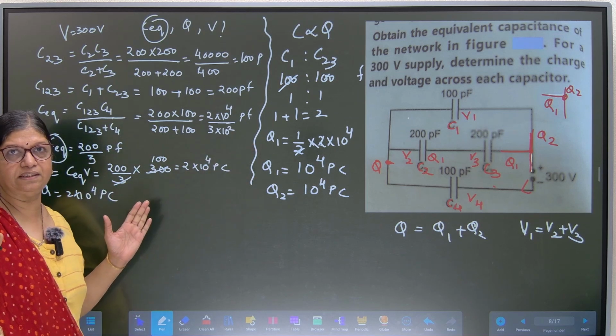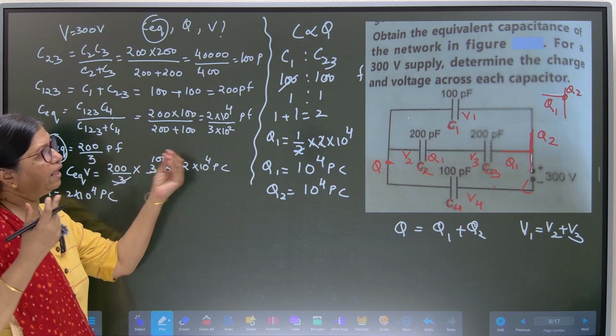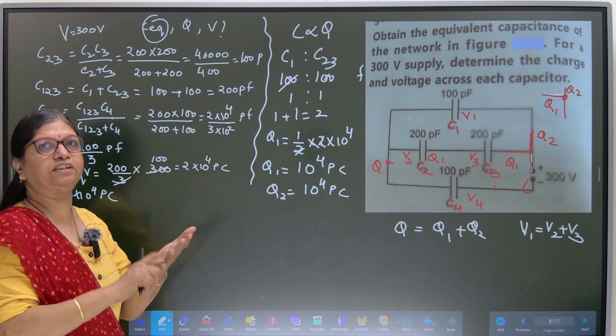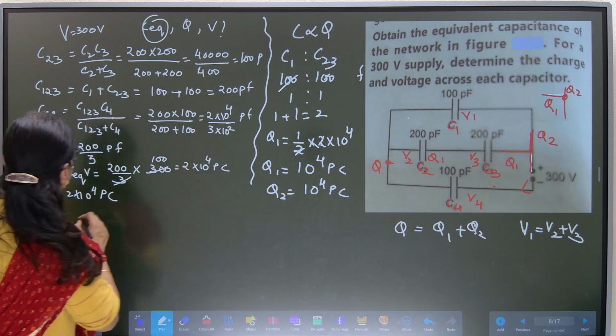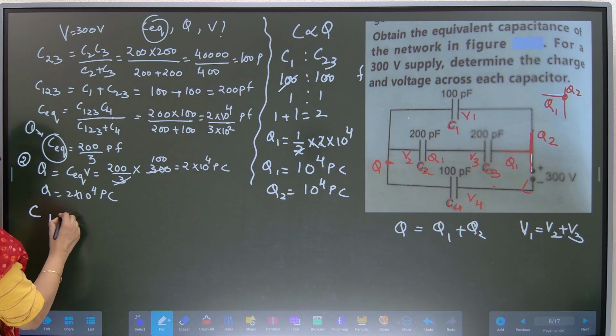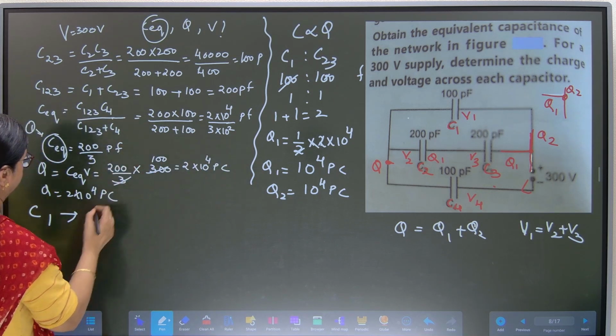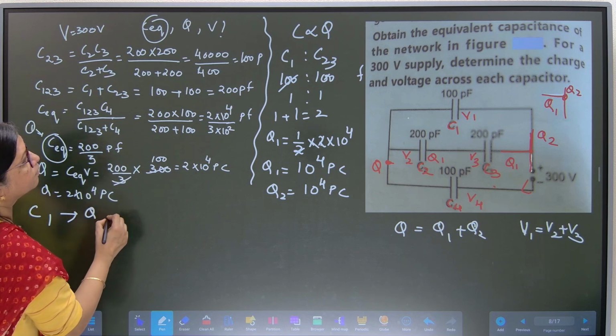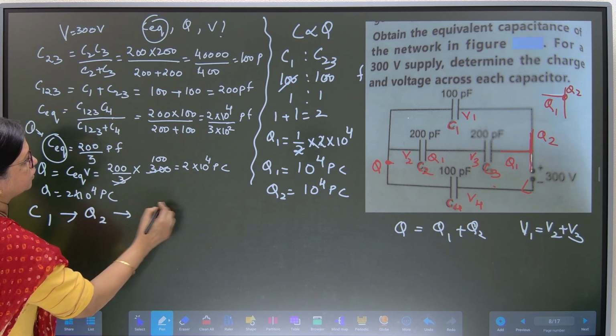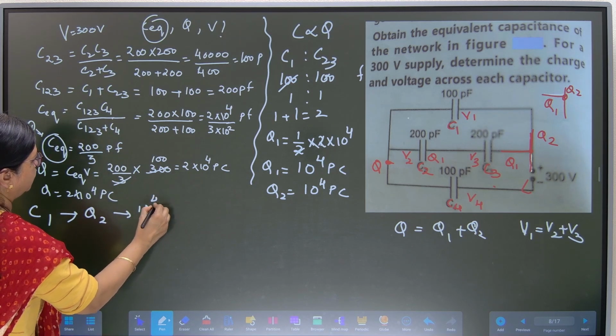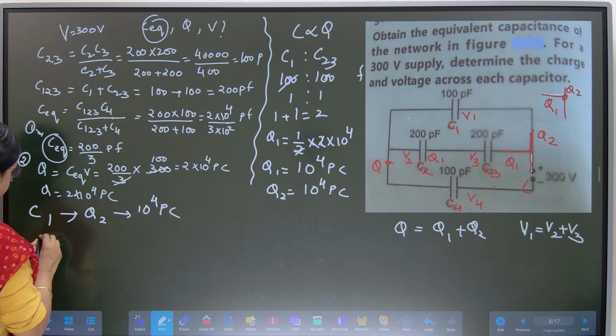If Q1 and Q2 are ready, Q is already there with us as 2 into 10 raised to 4 picocoulomb. So we are ready with the charges. See how quick it is. Fine. We are ready with the charges on C1, C2, C3, C4. What is the charge on C1? It is Q2. Correct? How much is Q2? 10 raised to 4 picocoulomb.